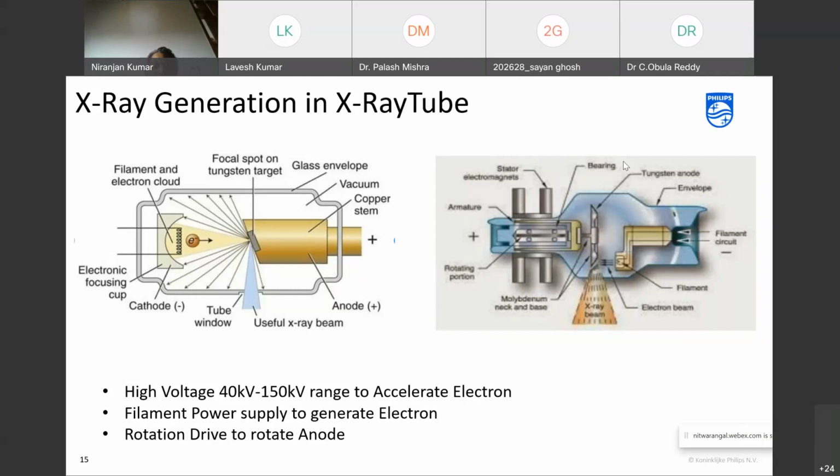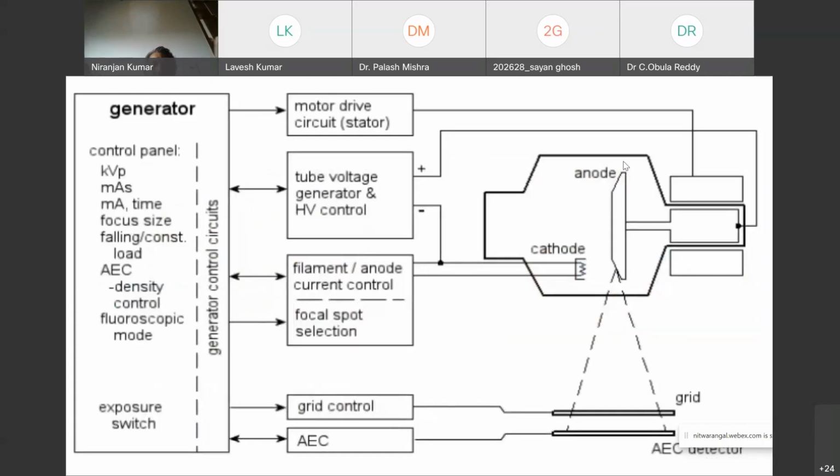So I will move on. Based on that, this is how a typical X-ray generator looks. It will have the high voltage power supply, the filament power supply, and the rotor drive circuit. Rotor drives can be simple, an AC switch with a capacitor, or a complicated drive with PWM and space vector control. Many types are there depending on the system.